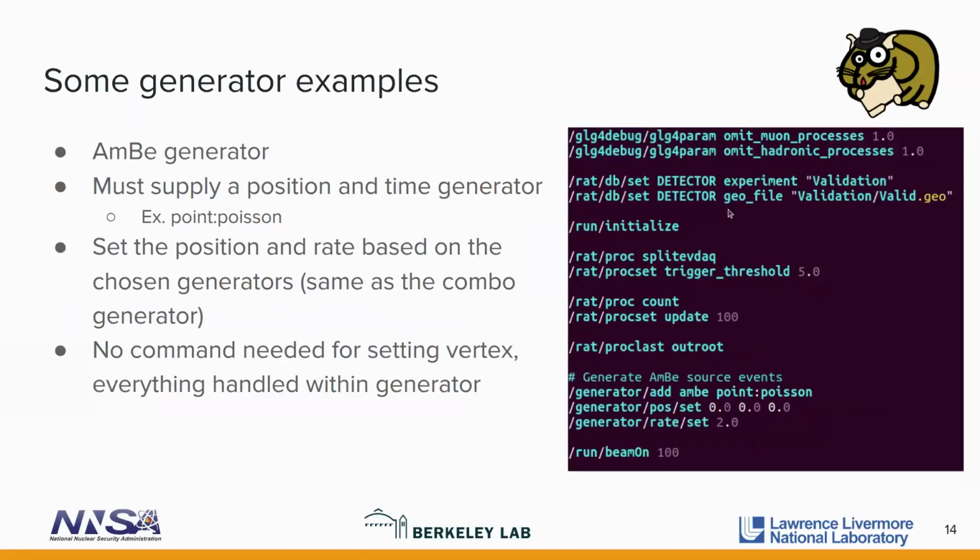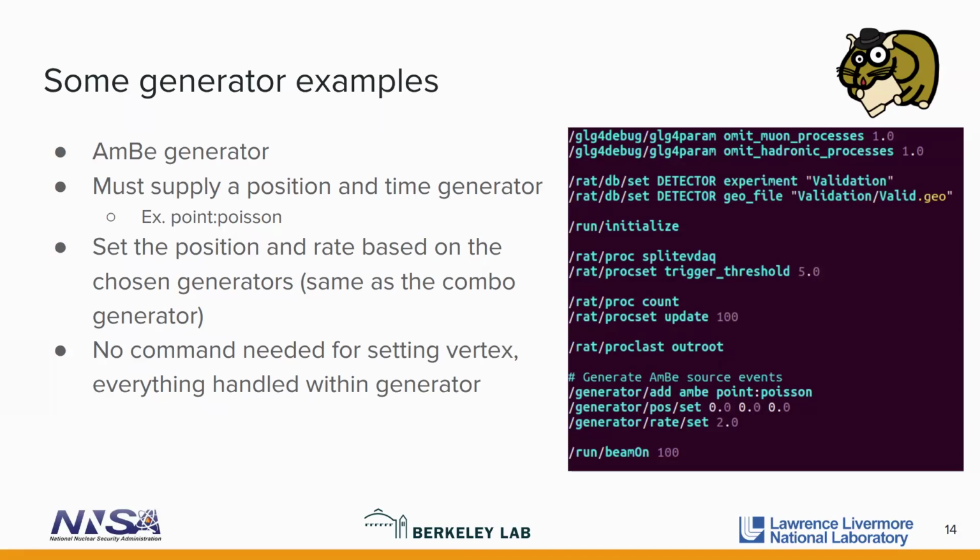Here's another example, using the ambi generator. So this will simulate an americium beryllium source, which produces neutrons and gammas. And this one has its own generator, the ambi generator, which then requires you to specify position and time generator. In this case, I just set it to the center of the detector. So these are the same settings as the previous ones. And the ambi generator basically handles everything within it using RATDB tables. So you don't need to set any other options.